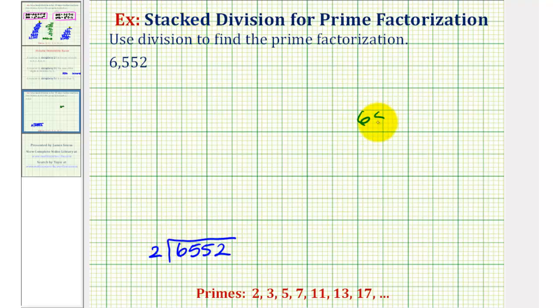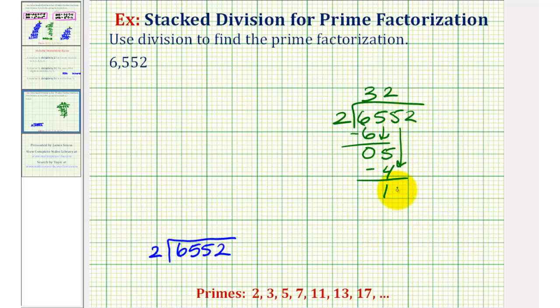We have 6,552 divided by 2. Well, there's 3 2's in 6. 3 times 2 equals 6, and subtract. We get 0, bring down the 5. There are 2 2's in 5. 2 times 2 is equal to 4. Subtract. Bring down the next digit, which is 5. There are 7 2's in 15. 7 times 2 is equal to 14. Bring down the last digit, which is 2. And there are 6 2's in 12. 6 times 2 is 12. Our remainder is 0, verifying it is divisible by 2.